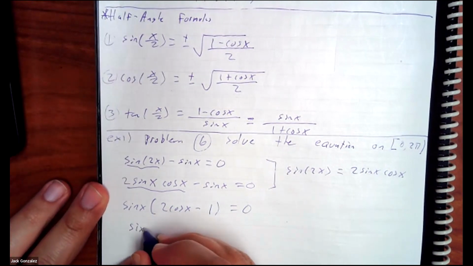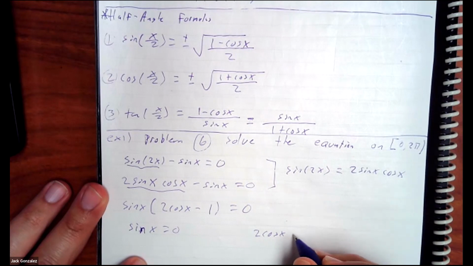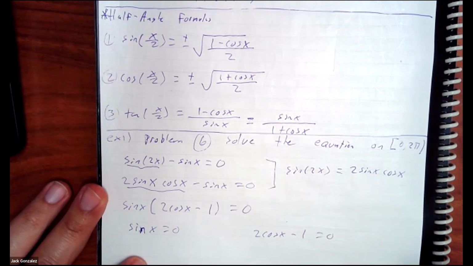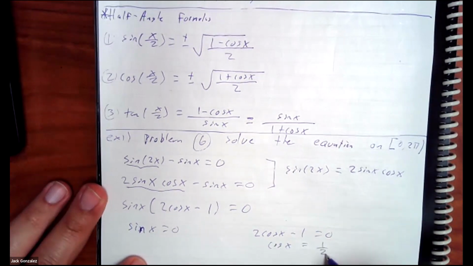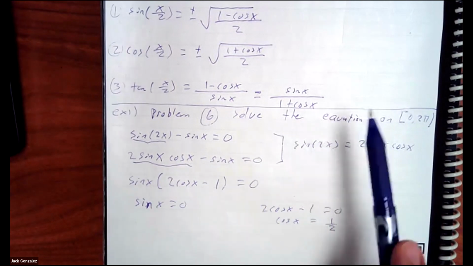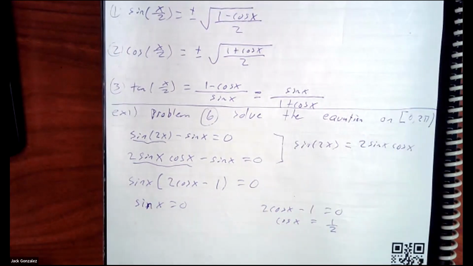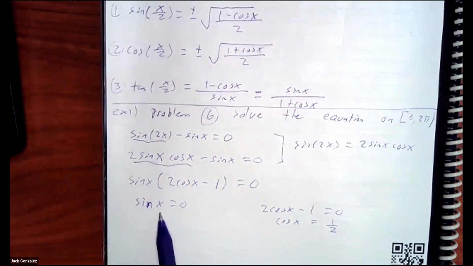So sine x equals 0. 2 cosine minus 1 equals 0. Solve for cosine. That gets you to here. So what are the angles that satisfy both of these equations on 0 to 2 pi? So look at your circle. When is sine equal to 0?